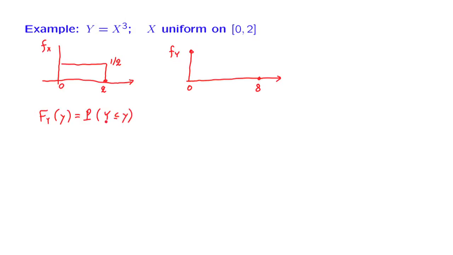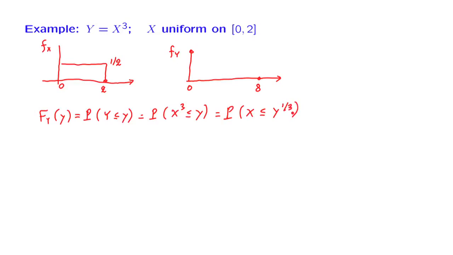And since y is a specific function of x, we replace that functional form and we write it this way. So we want to calculate the probability that x cubed is less than or equal to a certain number y. Let us take cubic roots of both sides of this inequality. This is the same as the probability that x is less than or equal to y to the 1/3.